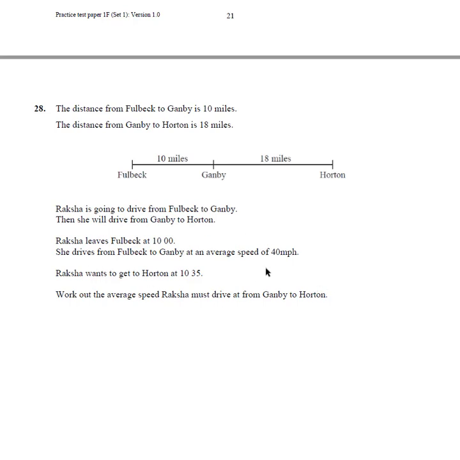First of all, if it was me doing this, I'd put all this information onto this diagram so I can see clearly what it is I've got to do. So Raksha leaves Fulbeck at 10 o'clock, so 10 o'clock is going to go there. She's going to drive at an average speed of 40 miles an hour, so I'd write 40 miles per hour there for this part. She wants to get to Horton at 10:35. Work out the average speed she must drive at from Gamby to Horton.